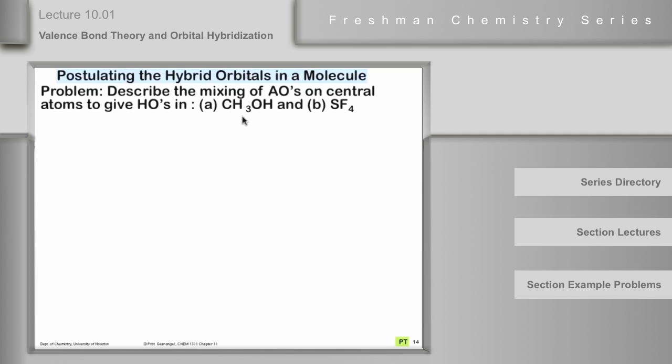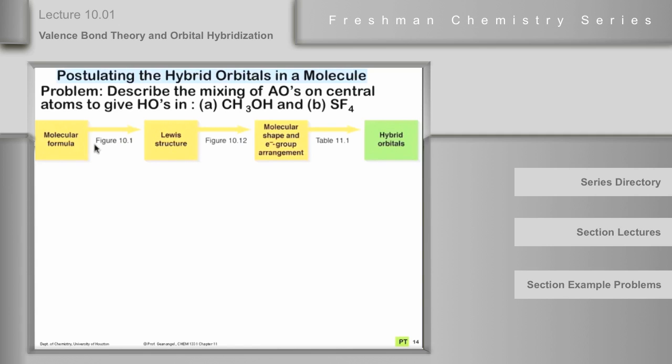So describe the mixing of atomic orbitals on the center atoms to give hybrid orbitals in these 2 molecules, methyl alcohol and sulfur tetrafluoride. Now, we've looked at these before. We've drawn their Lewis dot diagrams, and we've drawn their shapes and so forth. And remember, we start with the molecular formula. We create the Lewis dot structure. Then we determine from the electron group arrangement what the molecular shape is. And now, from table 11.1, we take the last step and make the hybrid orbitals.